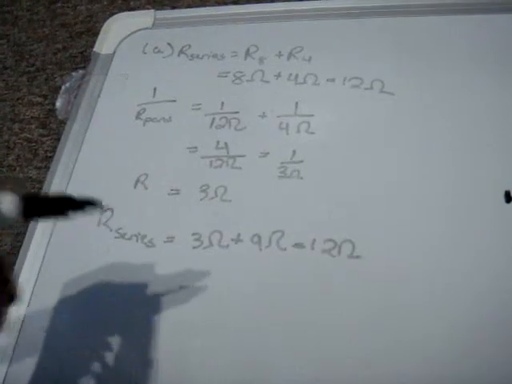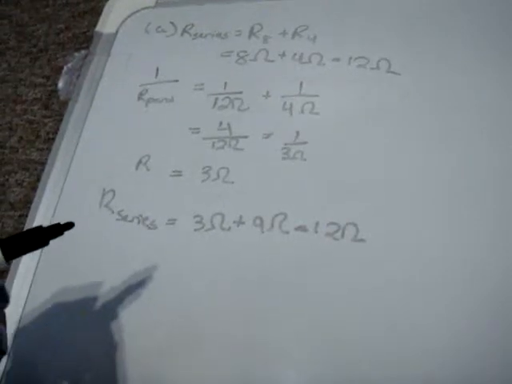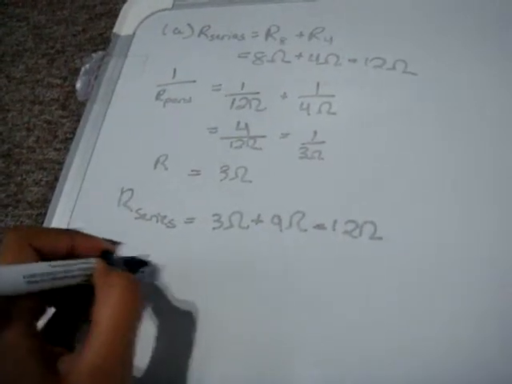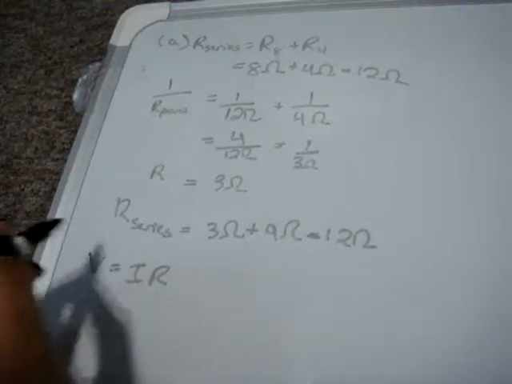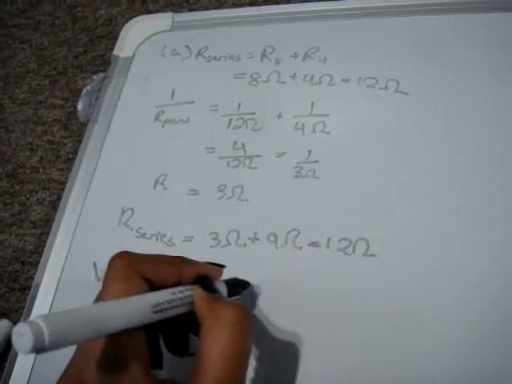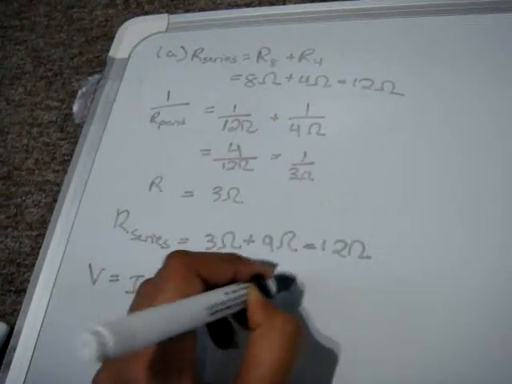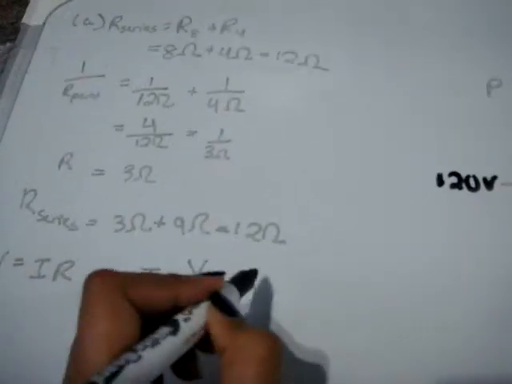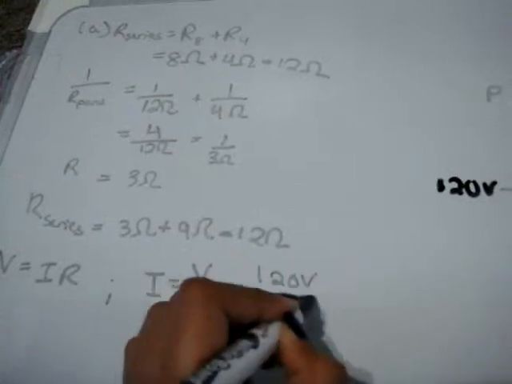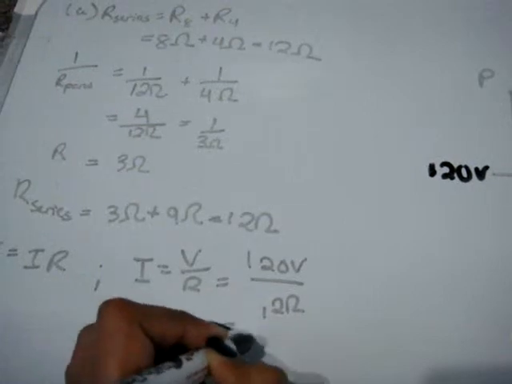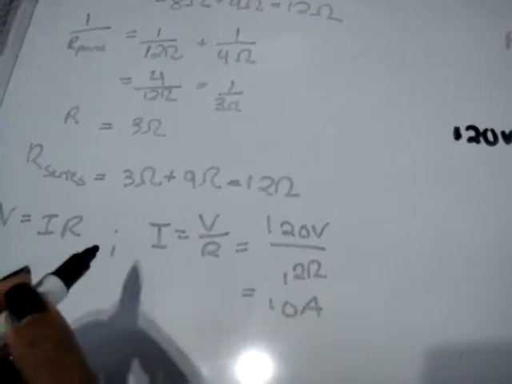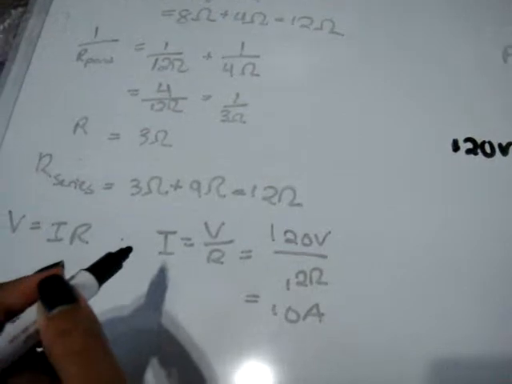Okay, so now the question again was the current in just this resistor. So to find that, we're going to go to V equals IR, which is basically the potential equals the current times the resistance. And then we'll just solve for I. So I, which is the current, is V over R. The V over here is 120 volts. So 120 volts over the resistance, which is 12 ohms, gives us 10 amps. So that is the current in that resistor.